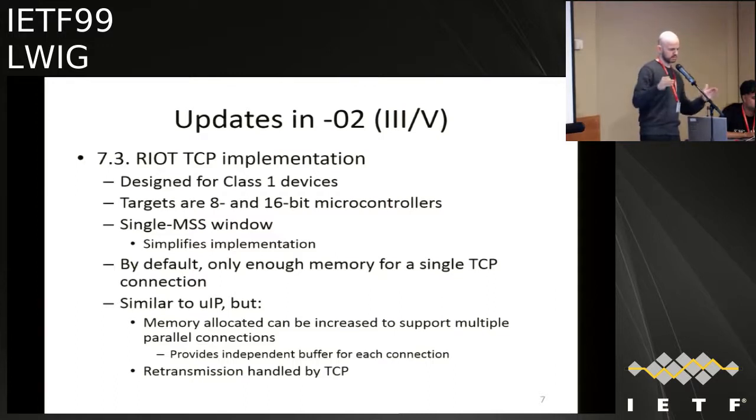So far, it might seem like the Riot TCP implementation is quite similar to micro IP. However, it is not as minimalistic as micro IP because, for example, the memory allocated can be increased to support multiple parallel connections, and then there's an independent buffer provided for each connection. And also retransmission is handled by TCP itself, as opposed to what happens in micro IP, where it is the application developer who needs to take care of retransmissions.